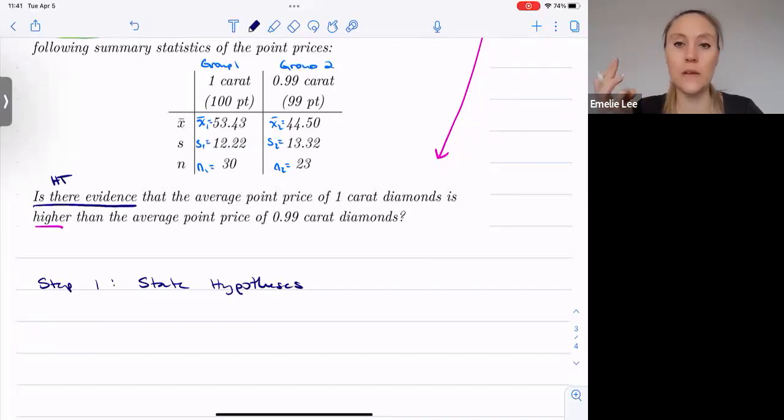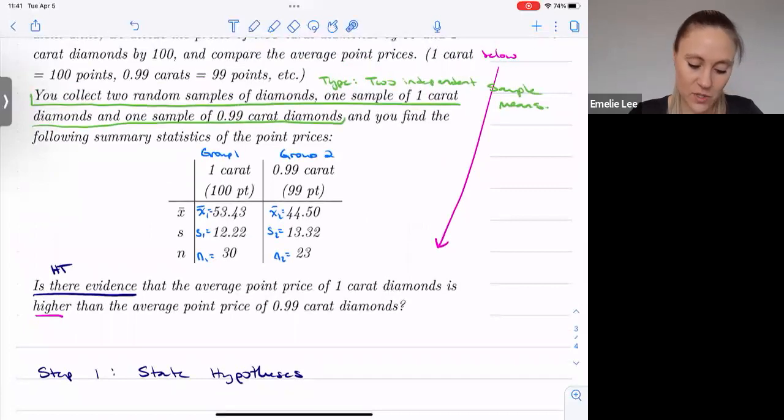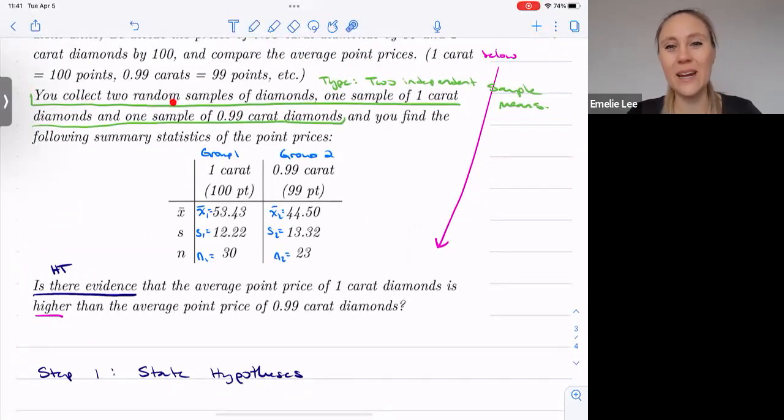Step 0 is checking the conditions. However, we were told that it was a random sample, right? And I usually don't test you guys on checking the conditions for means questions because it's so kind of breezy. It has to be a random sample and our sample sizes have to be large enough, or we have to assume that we're pulling from a normal distribution, which these sample sizes are large enough to assume normality.